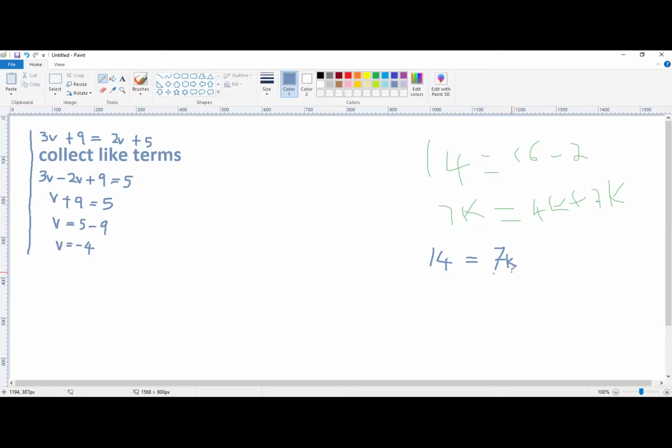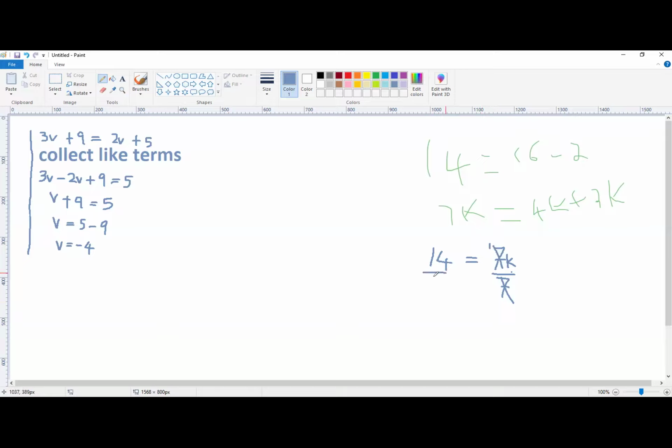Do you agree with me that the opposite of multiplication is division? Yes, the direct opposite. So I'm going to divide both sides by 7. Okay? So this is what's going to happen. We'll take out this 7, because 7 goes into itself one time, so they take themselves out.